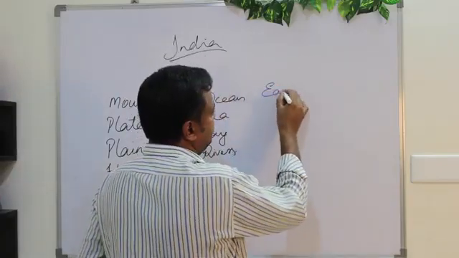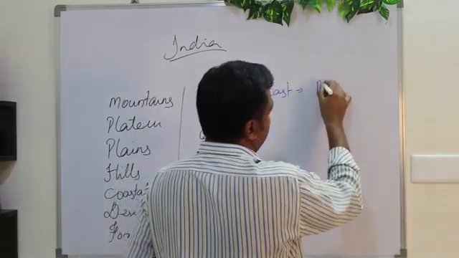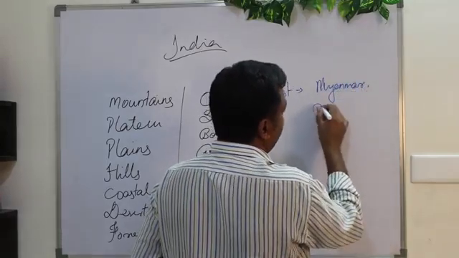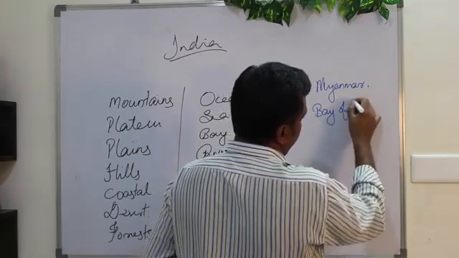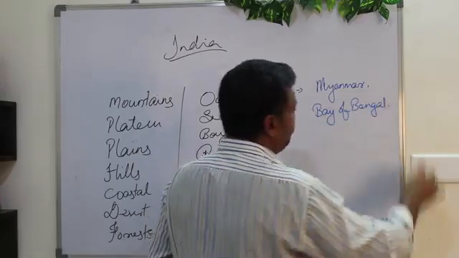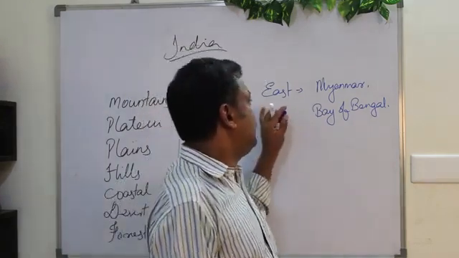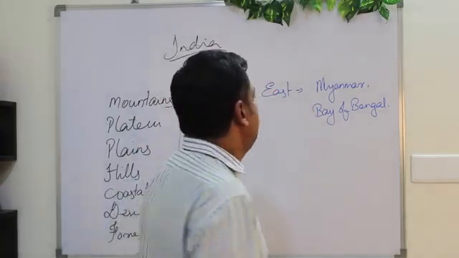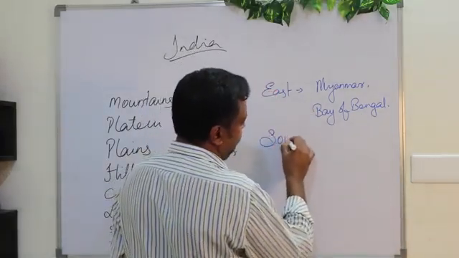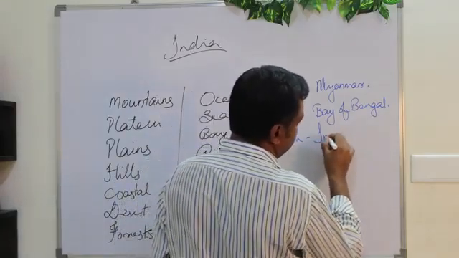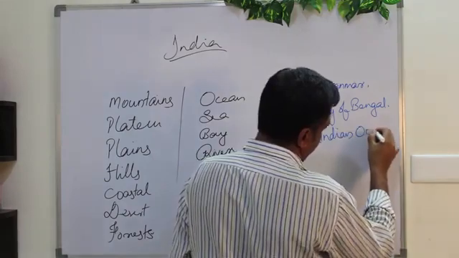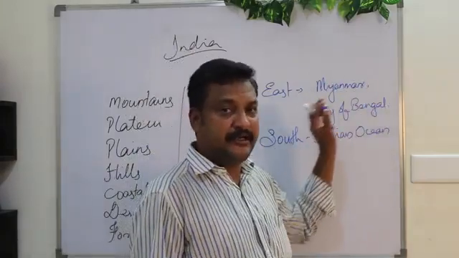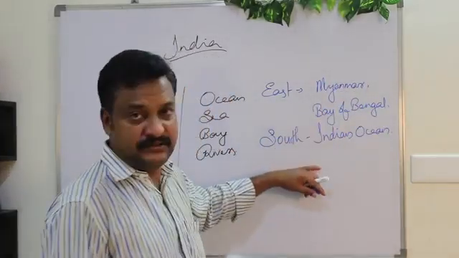Here, in the eastern direction, we have Myanmar and Bay of Bengal. In the eastern part, we have the country Myanmar and Bay of Bengal. Right? In the south, we have Indian Ocean. Okay, so in the east we have Myanmar and the Bay of Bengal. In the south we have Indian Ocean.